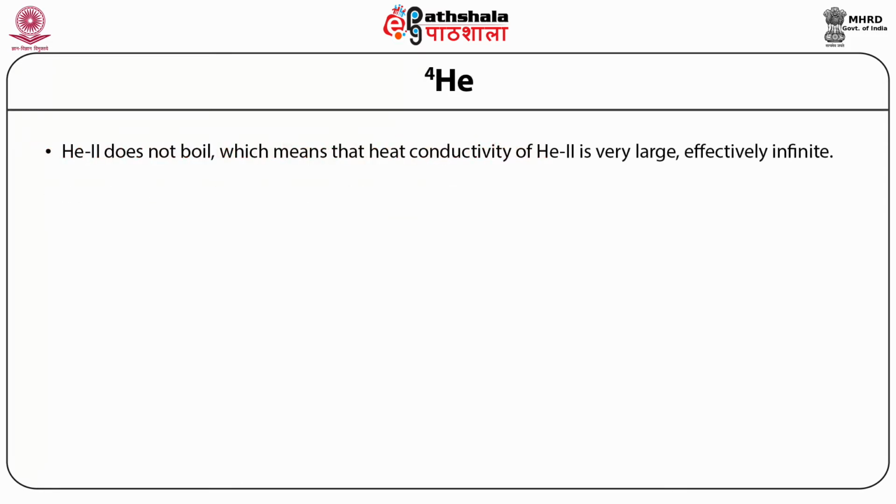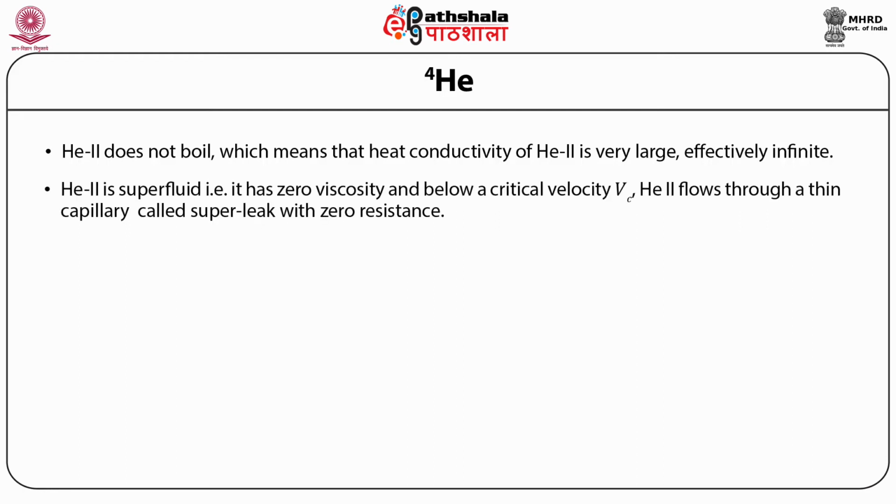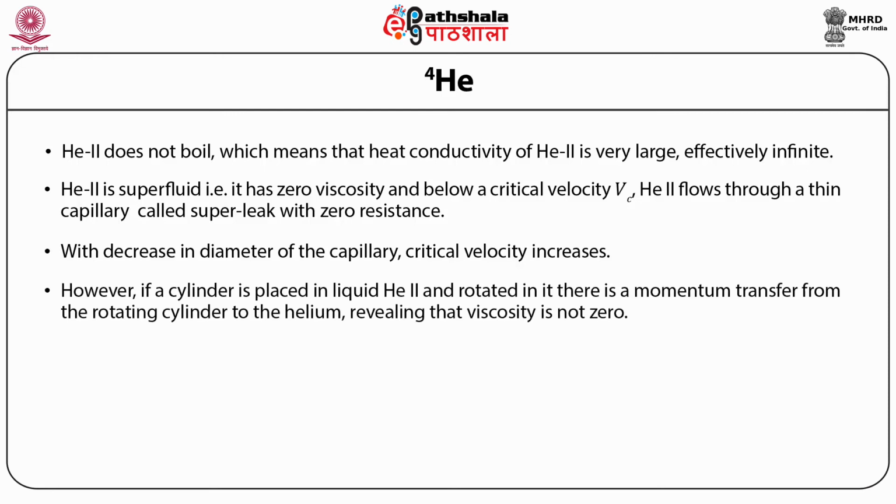Number 2: helium-2 doesn't boil, which means that the heat conductivity of helium-2 is very large, effectively infinite. Helium-2 is a superfluid, that is, it has zero viscosity, and below a critical velocity Vc, helium-2 flows through a thin capillary called a superleak with zero resistance. With a decrease in the diameter of the capillary, the critical velocity increases. However, if a cylinder is placed in liquid helium-2 and rotated in it, there is a momentum transfer from the rotating cylinder to the helium, revealing that viscosity is not zero.